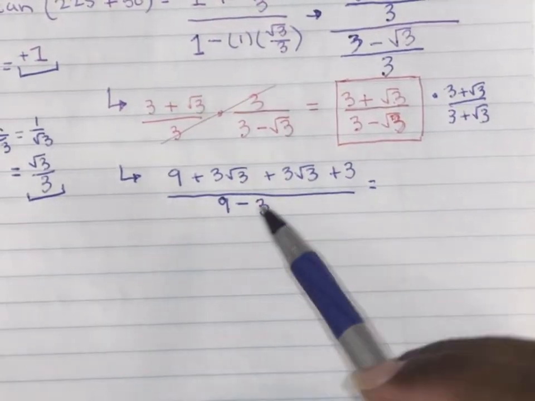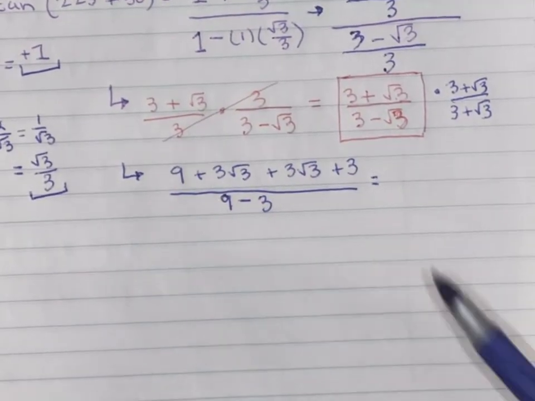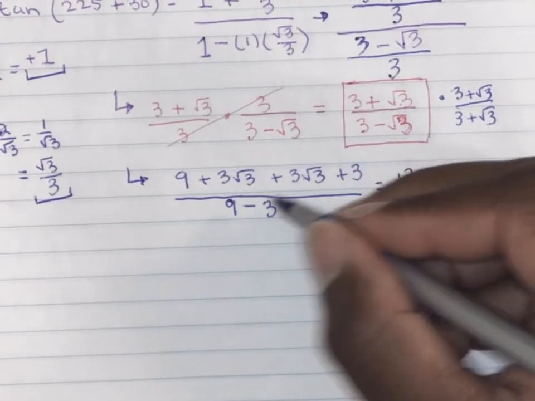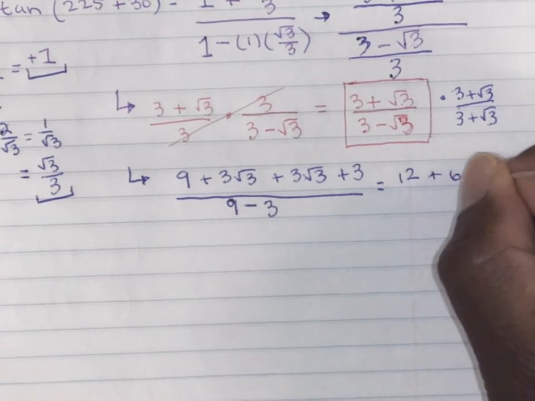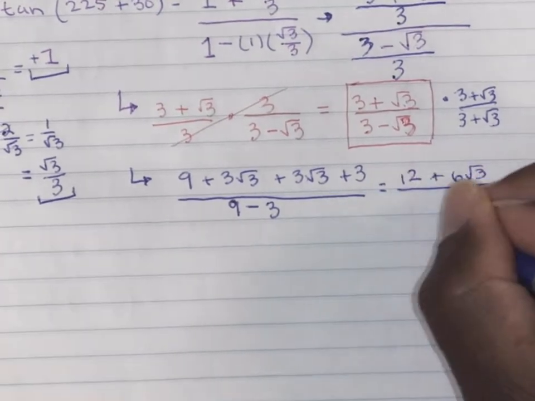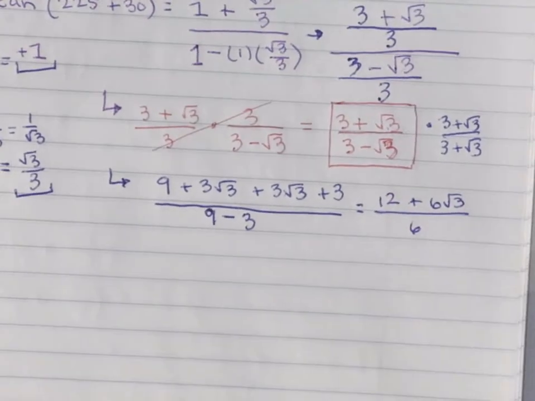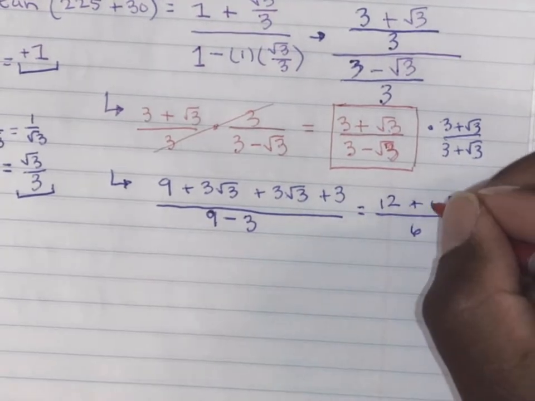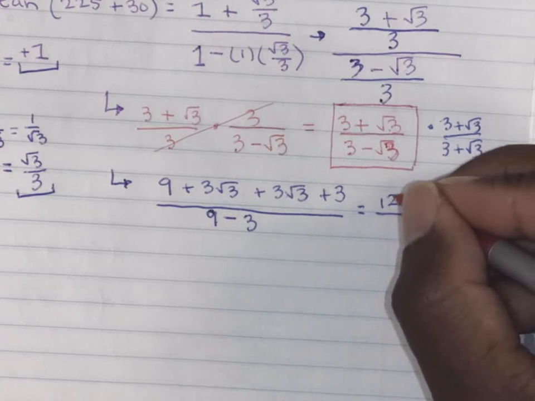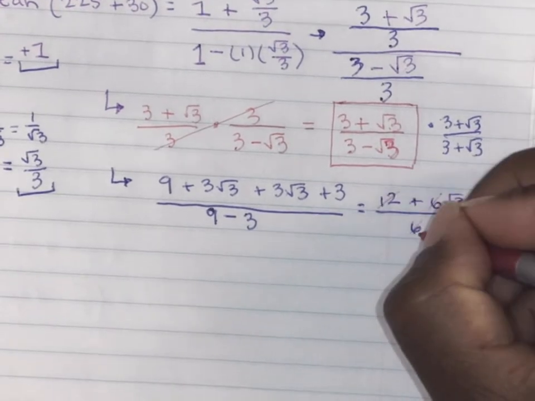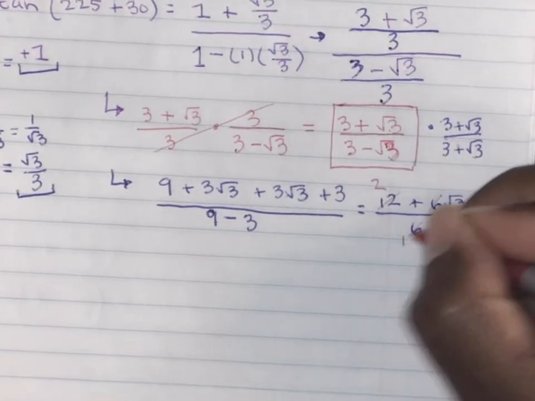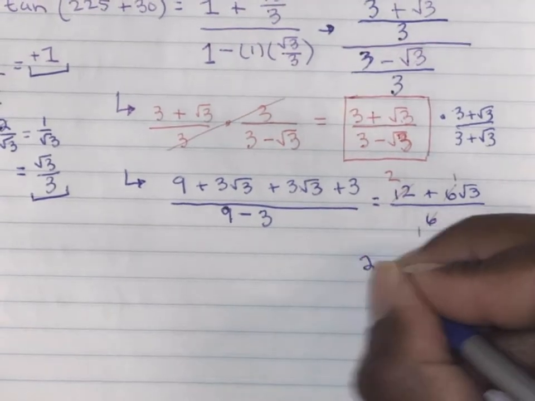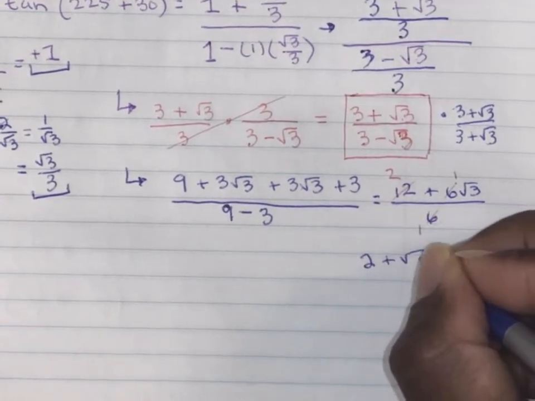I will combine my like terms. 9 and 3 is 12. I have a total of 6 root 3's all over 6. And then all 3 of these terms have a multiple of 6. These two cancel out. These two can be reduced to 2 and 1. So what I'd end up with is 2 plus root 3.